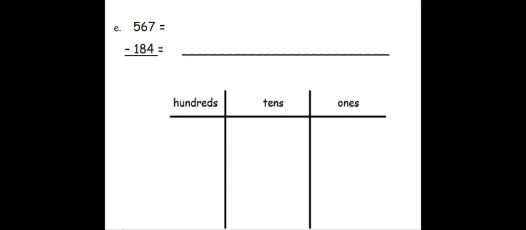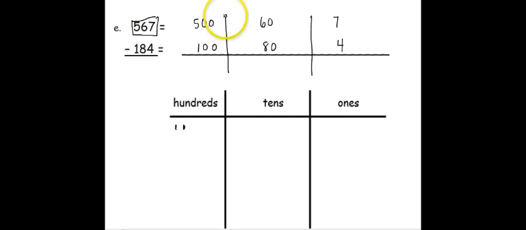Let's look at one more problem. This one is 567 minus 184. I'll start by writing them both in expanded form. We have 560 and 7 minus 180 and 4. I'm going to show 567 on my place value chart.